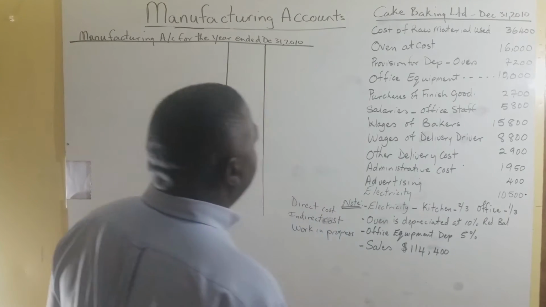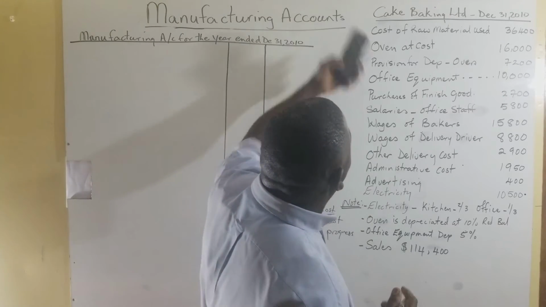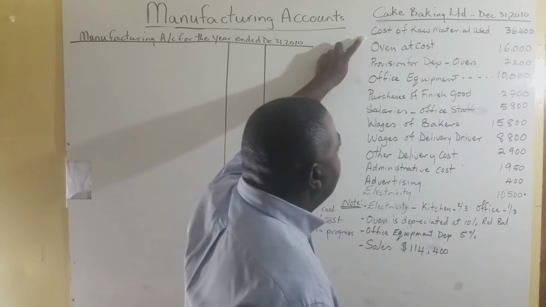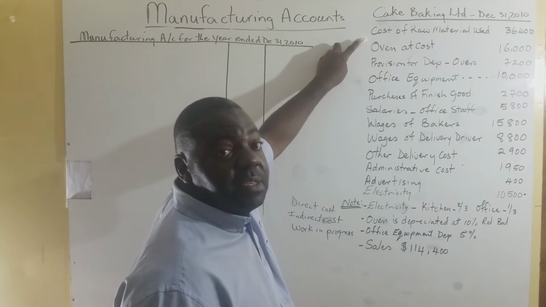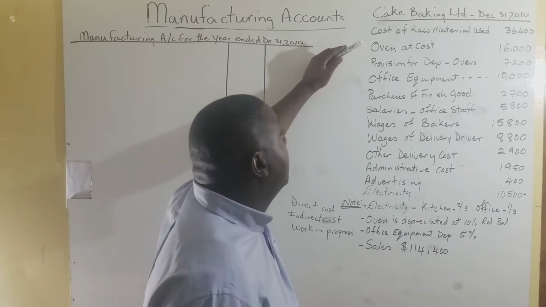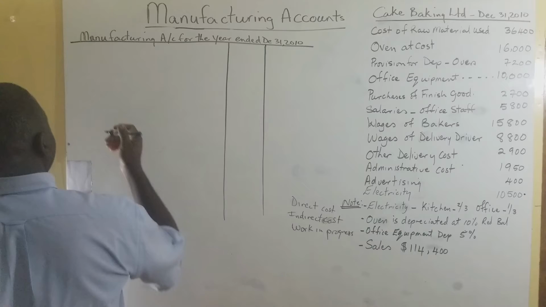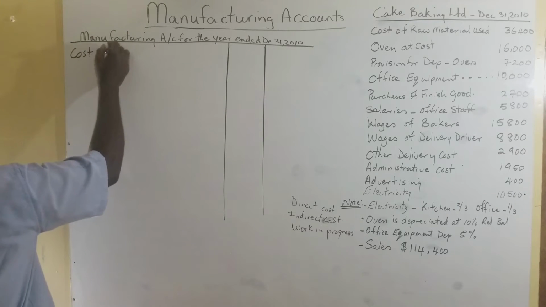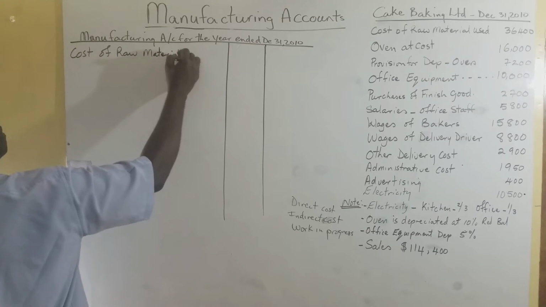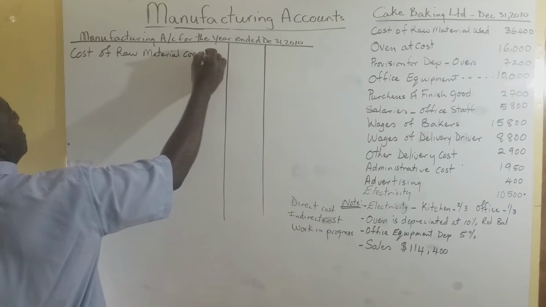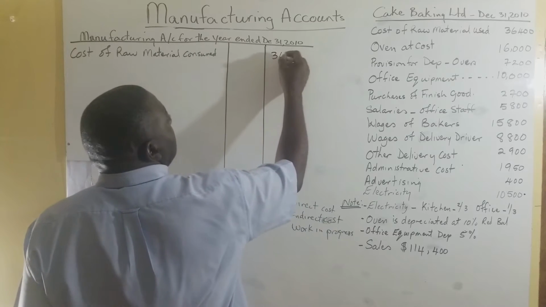All right, we were not given any item to find cost of raw material consumed because they have already given that to us. So we did not need to do opening stock of raw material plus the purchases of raw material less closing stock of raw material. We didn't have to do all of that because in this question it's already done. So we're going to enter it, cost of raw material consumed. All right, and that is 36,400.